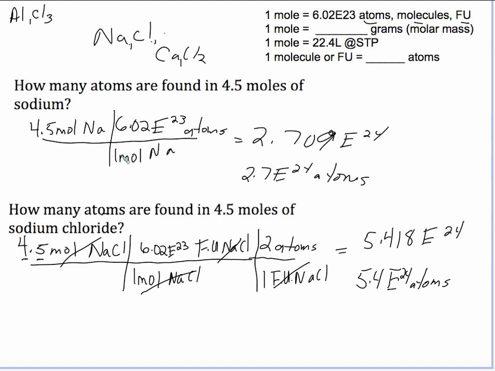Okay, that's it for this video. But the trick is to make sure that when you have a substance, you know how to label it as either an atom, molecule, or formula unit. That's a big trick to being able to do these successfully.